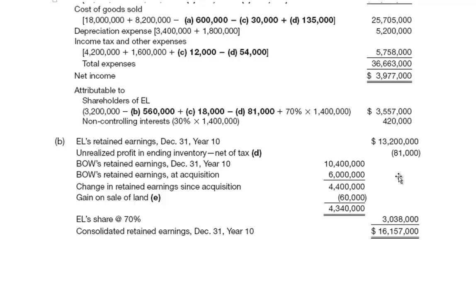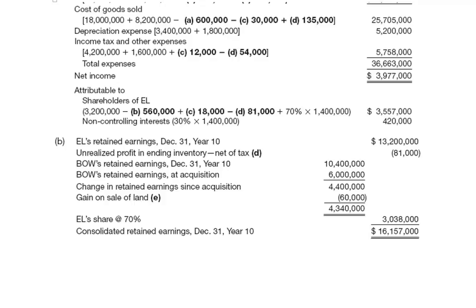Start with the two separate entity balances. But here, because we're calculating retained earnings, we are going to start with the parent's separate entity retained earnings at the end of the year, which is given in the question as $13,200,000. But don't forget, we already know that we have to deduct any unrealized profit that was sitting in the ending inventory of the parent.